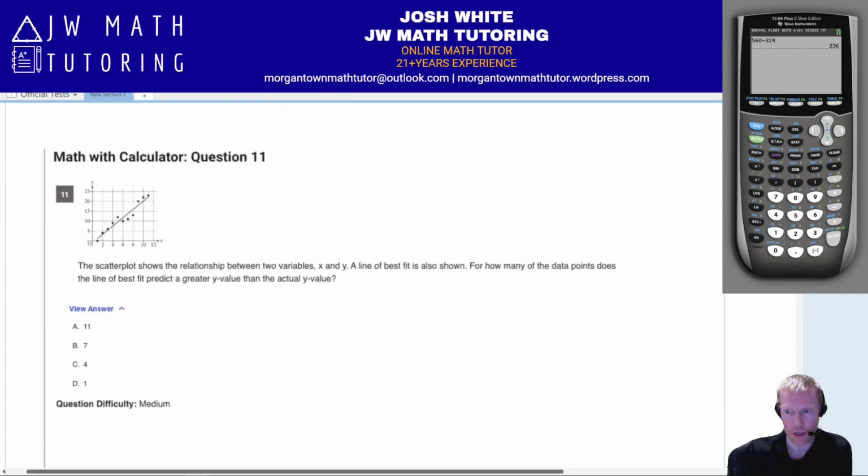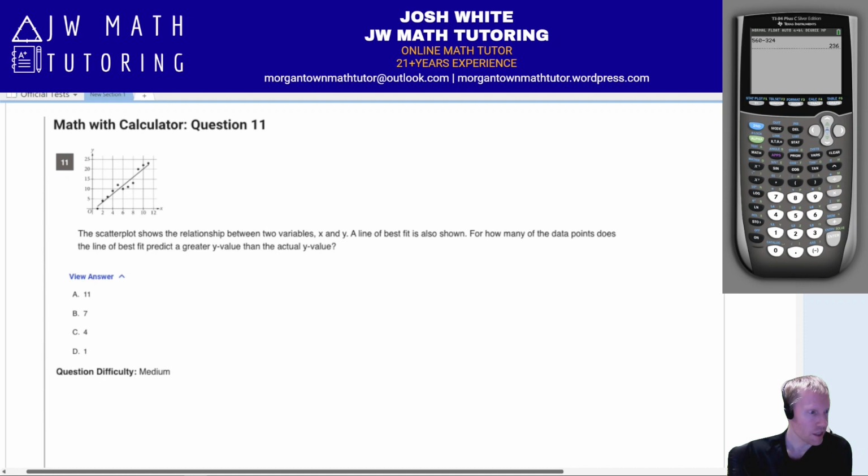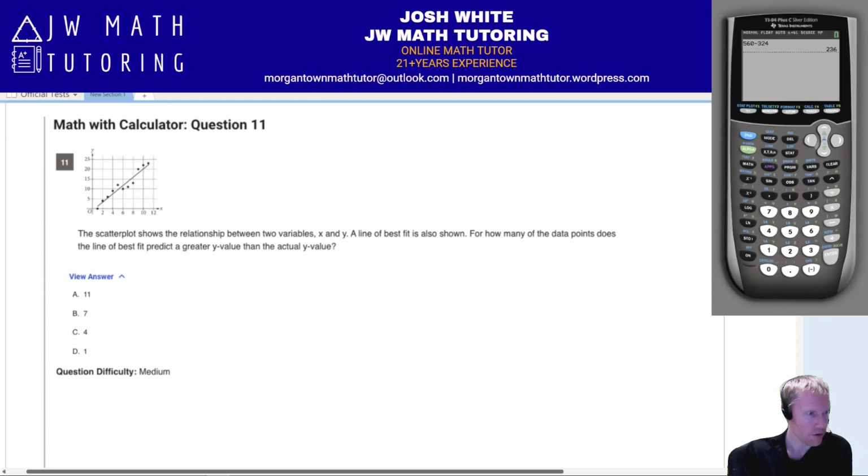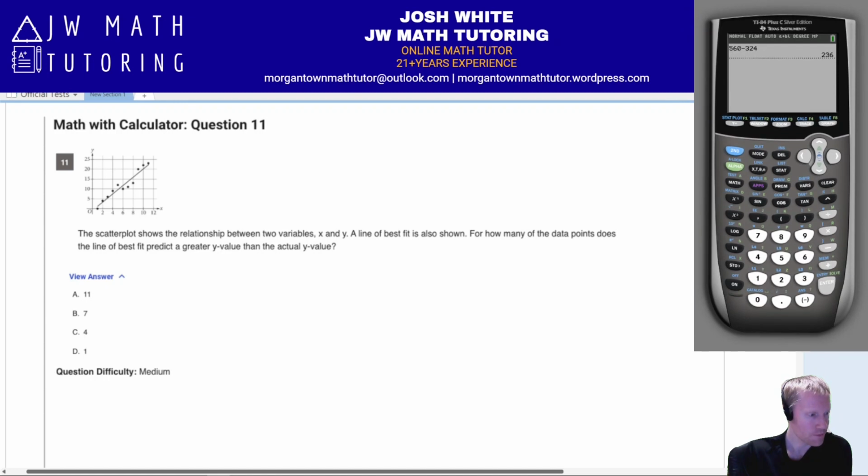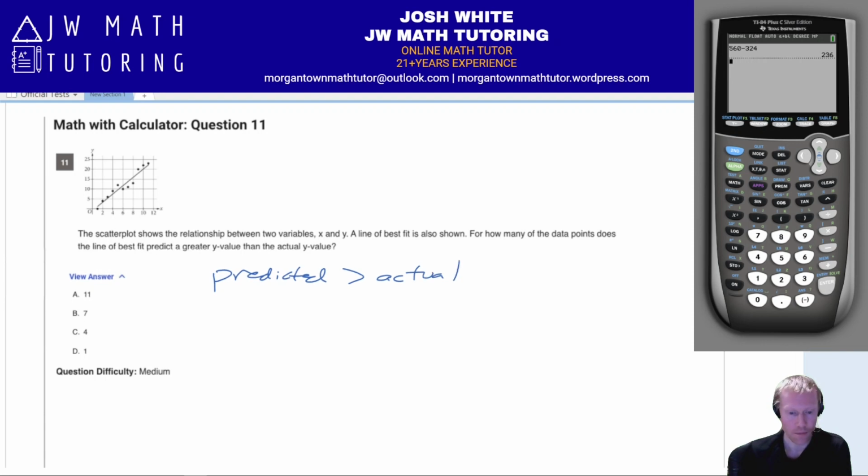Looking at question 11, here we have a question that covers an area you see a lot, which deals with predicted versus actual values. So you're given a bunch of points on a scatter plot, and then there's a line of best fit. And they want to know for how many points is the line of best fit greater than, or in other words, predicted greater than actual. What this means is we want the points, the dots, which are below the line. Because the predicted is the line, and we want the actual to be less than that.